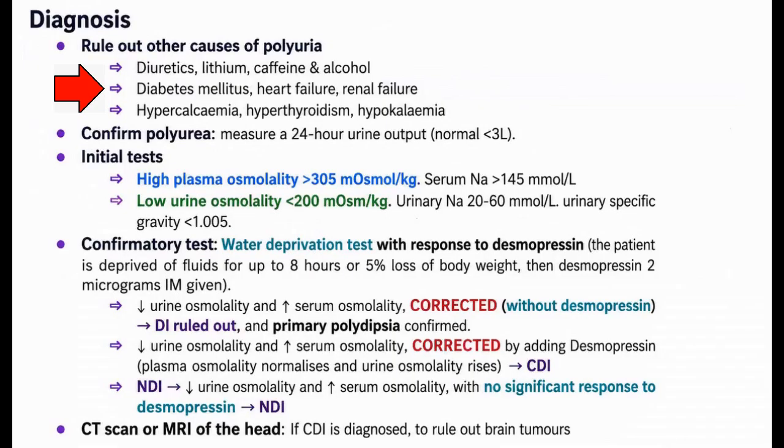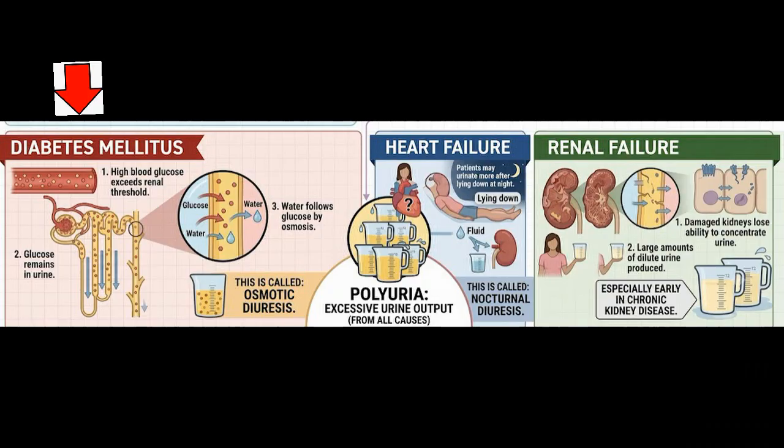B. Diseases. Other illnesses can also cause polyuria. Diabetes mellitus. High blood glucose exceeds the renal threshold. Glucose remains in urine. Water follows glucose by osmosis. This is called osmotic diuresis. Heart failure. Patients may urinate more after lying down at night because fluid from swollen legs returns to the circulation and is filtered by the kidneys. This is called nocturnal diuresis. Renal failure. Damaged kidneys lose their ability to concentrate urine. Large amounts of dilute urine may be produced, especially early in chronic kidney disease.